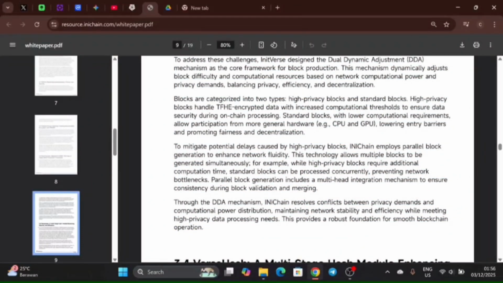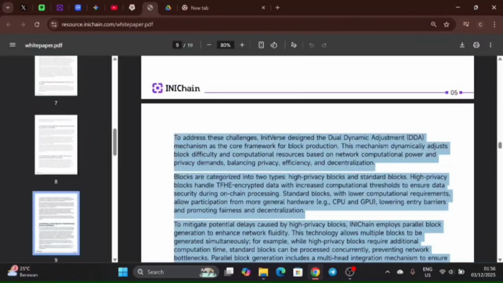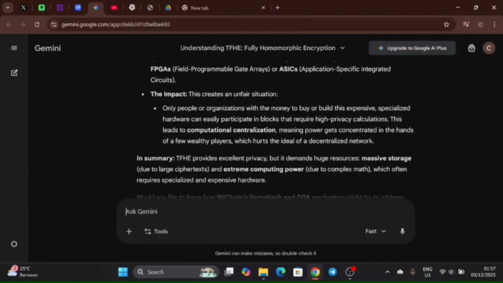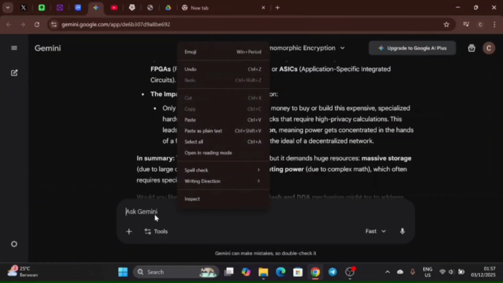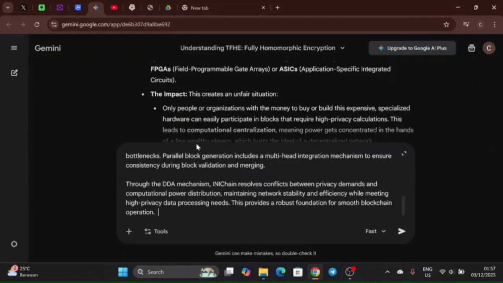So of course, I would like to ask Gemini to make it simple for us as non-technical people.